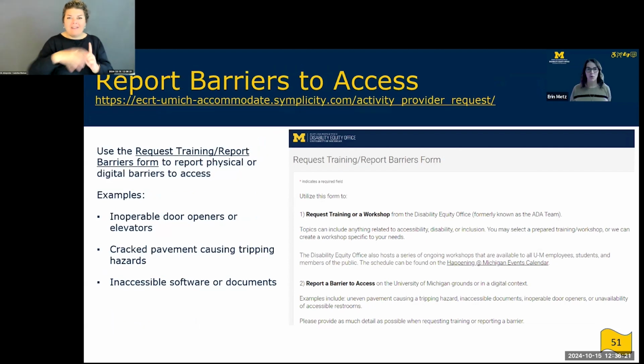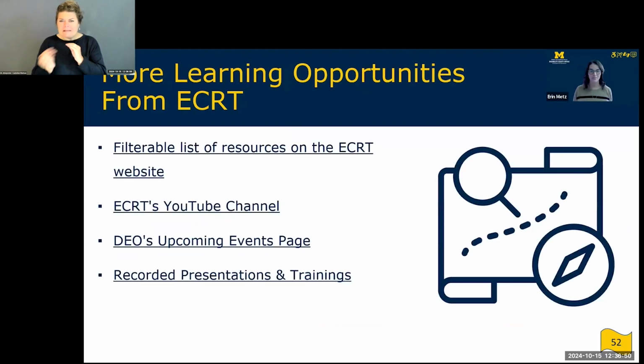And then when it comes to reporting those barriers to access, these are things like an elevator that is not operating, or the push button door opener is not working correctly, or maybe there are trees and shrubs and cracked pavement that are making it very difficult to traverse the sidewalk, or you've come across inaccessible software or other documents. You can report all of those barriers to access over to our office, and we'll do our best to get those remedied as quickly as possible.